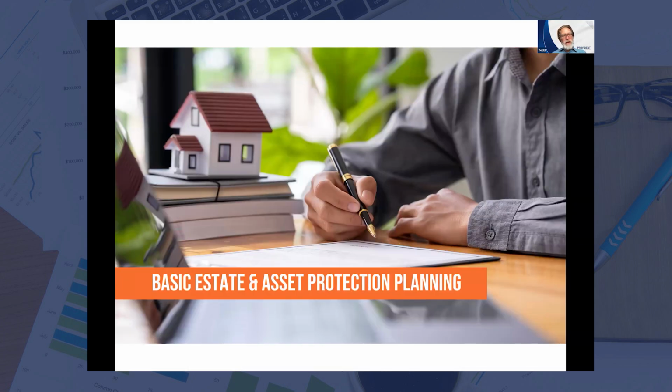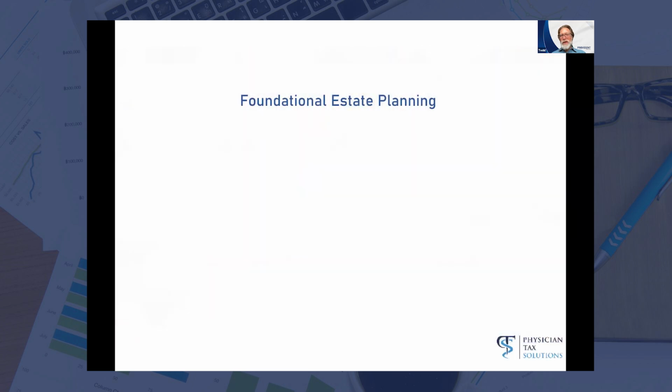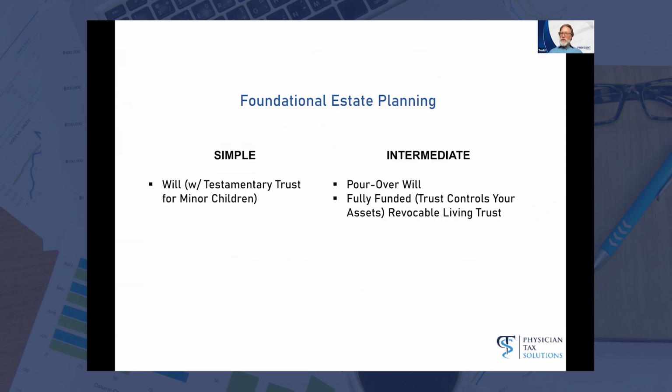So let's talk about some basic estate and asset protection planning. Oftentimes, people ask me, they say, Todd, what documents do I really need to put in place? And so let's look at kind of what a foundational estate plan might look like. You can go the simple route that we talked about, and that would be a will. And maybe your will has some testamentary trust provisions for your minor children. But those trust provisions, those would be trusts that are created after your death, right? They're created through your will. So that plan would still have to go through the whole probate process that we discussed. Not a big fan of that.